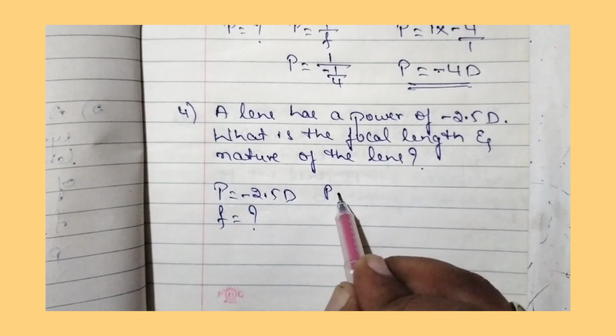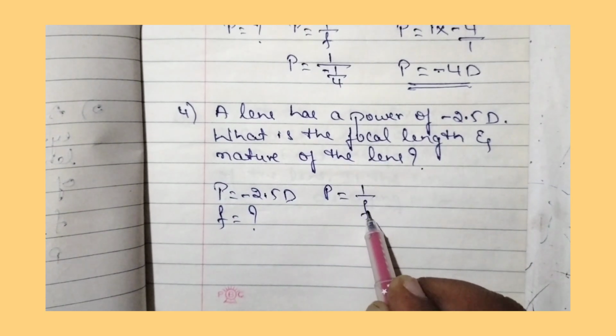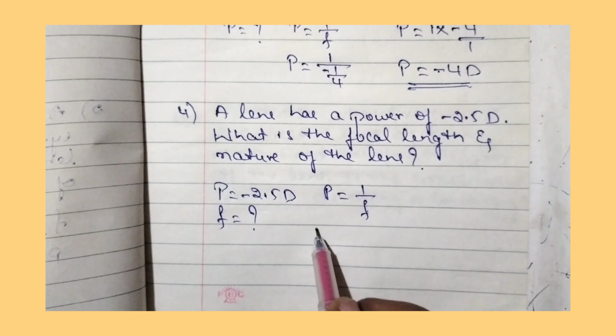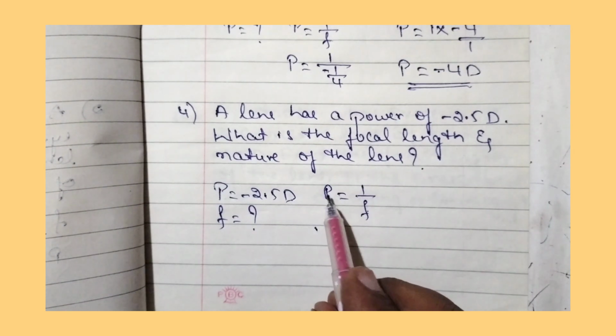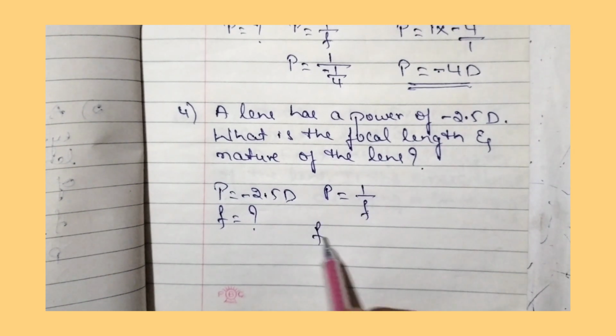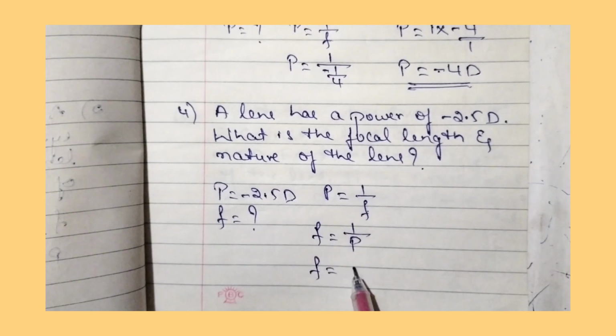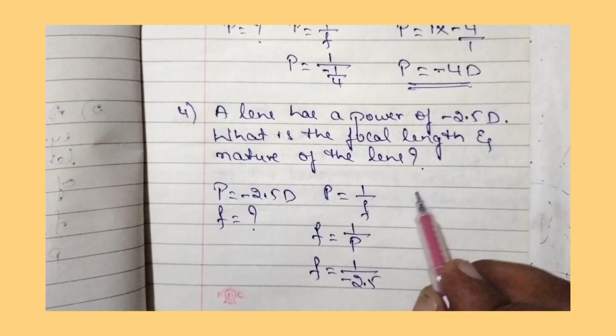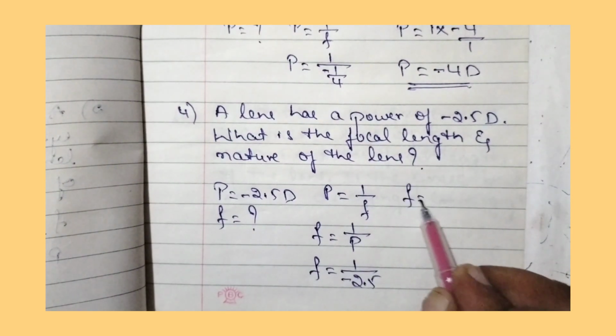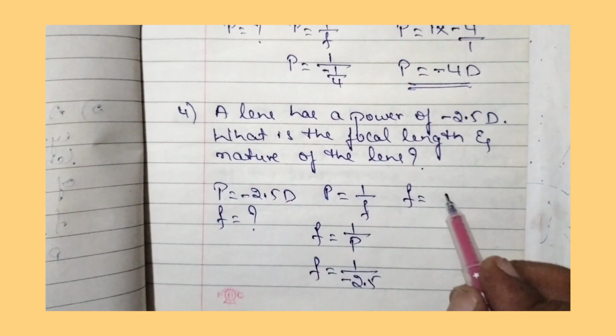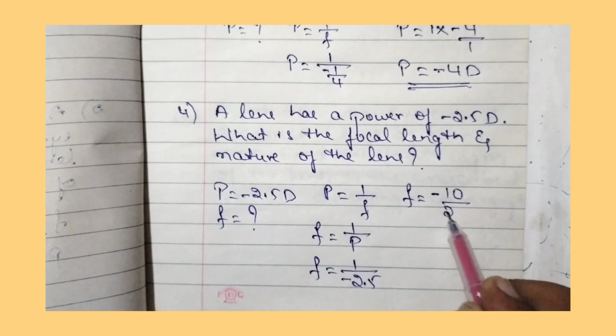So P is equal to 1 by F. You shift F and P: you bring it to the denominator, in place of P it is F and in place of F it is P. So F is equal to 1 by P. So F is equal to 1 divided by minus 2.5. So focal length is equal to 1 divided by minus 2.5, that is minus 10 by 25.